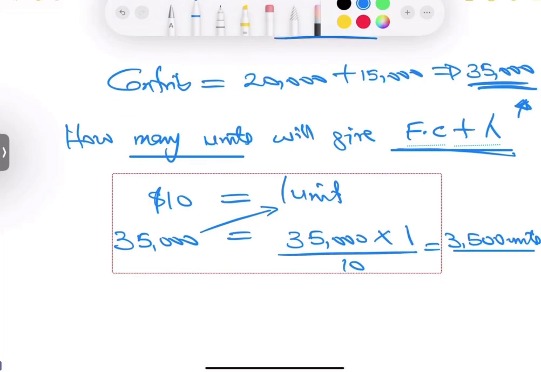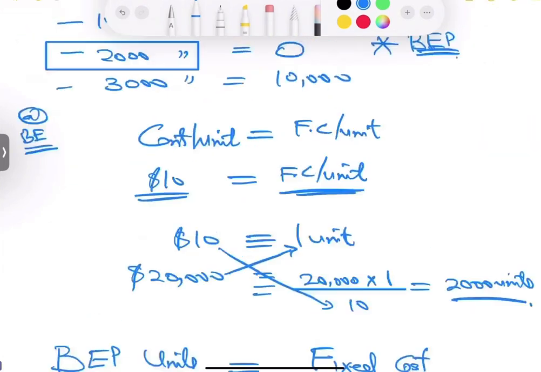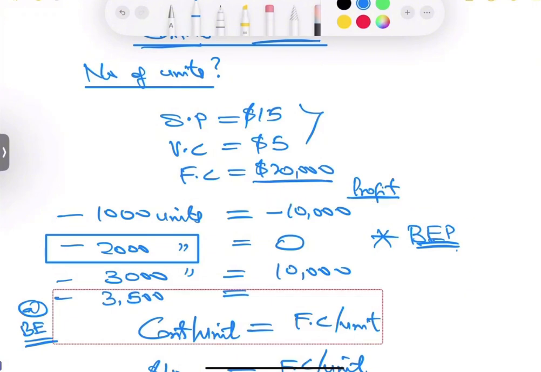So if you test this 3,500, tell me, what is your profit? Whatever you did here, what is 3,500? What profit will that give? Quickly. Just to test your analysis. 15,000, eh? Exactly.